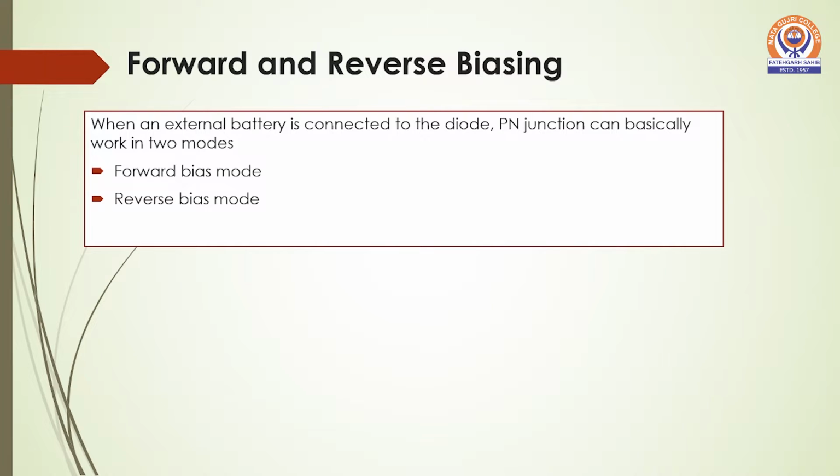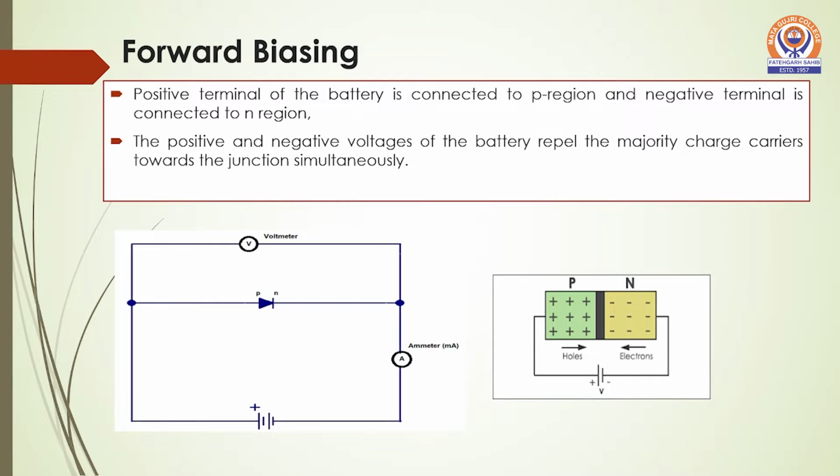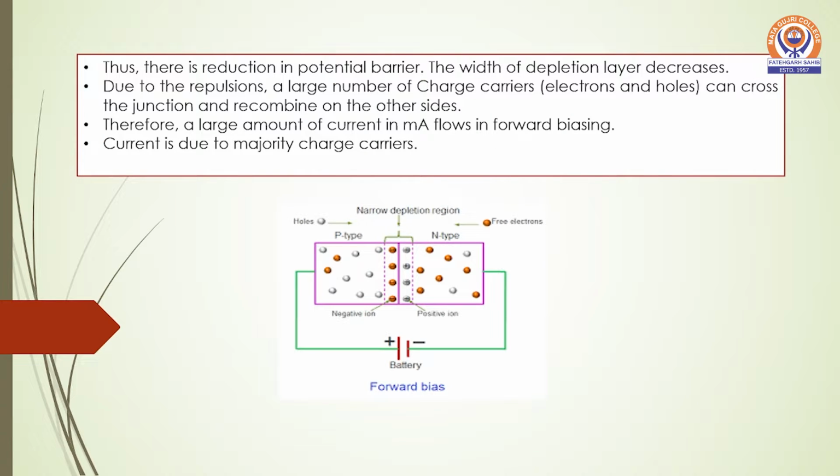Forward and reverse biasing. In the forward biasing, the positive terminal of the battery is connected to the P region and negative terminal is connected to the N region. The voltage of the battery repels the majority charge carriers towards the junction, due to which there is a reduction in the potential barrier. It means the width of the depletion layer decreases. Due to these repulsions, a large number of charge carriers can cross the junction and recombine on the other sides, which creates a large amount of current through the circuit.